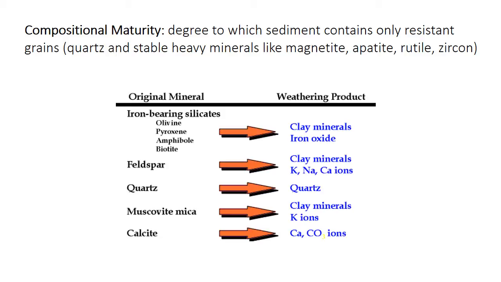So compositional maturity is a measure of the degree of transport. It is affected by the amount of transport, but also it's important to know that it does depend heavily on the local climate as well.